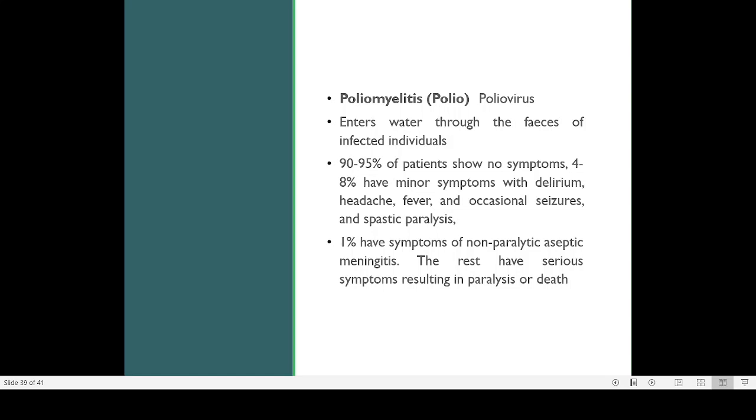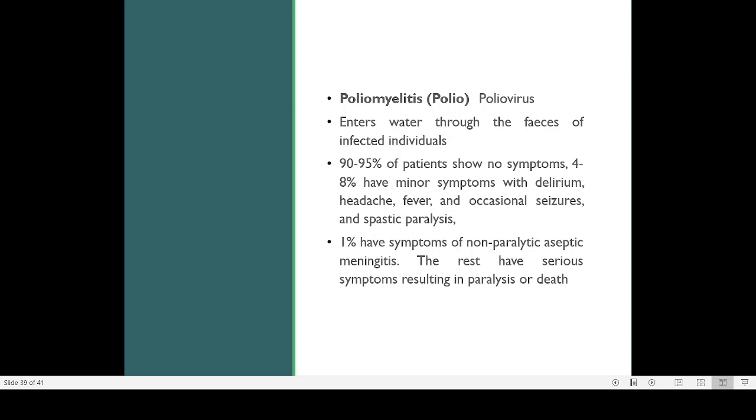So these are the problems of poliomyelitis. Most of the time it is affecting the nerves going to the legs. So when a person has polio, his legs are usually paralyzed. One person has symptoms of non-paralytic aseptic meningitis. Meningitis simply means a kind of brain fever. I told you meninges are membranes covering your brain. Then the rest have serious symptoms resulting in either paralysis or death.